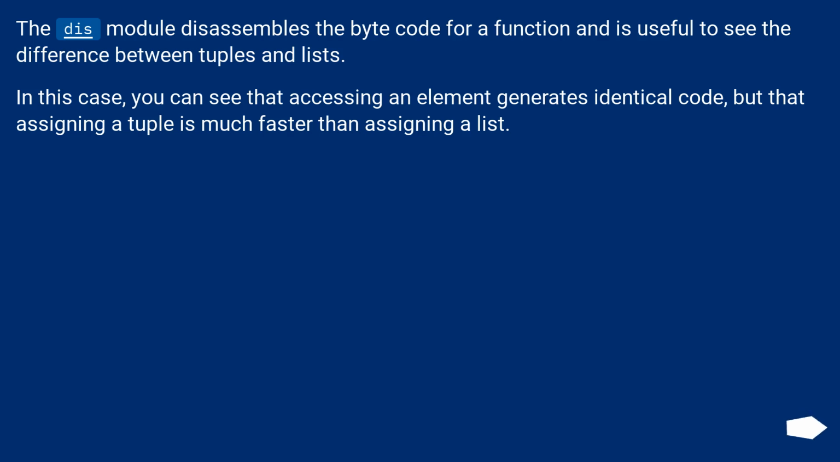The dis module disassembles the bytecode for a function and is useful to see the difference between tuples and lists. In this case, you can see that accessing an element generates identical code, but that assigning a tuple is much faster than assigning a list.